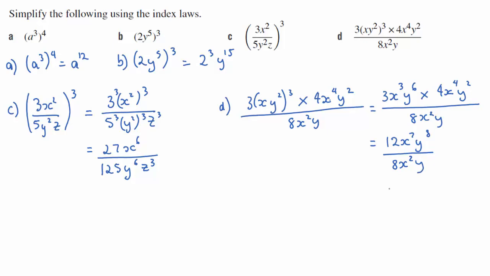Well, first of all, let's just look at the 12 and the 8. That has a common factor of 4, giving us 3 in the numerator and 2 in the denominator. And then we have x to the power of 7 over x to the power of 2. So subtracting 7 minus 2 is 5, so that gives us x to the power of 5. And then we have y to the power of 8 over y, so that gives us y to the power of 7. So our final answer is 3x to the power of 5 times y to the power of 7 all over 2.